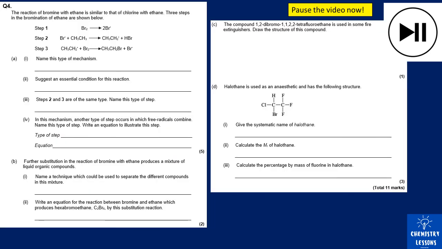Okay, last question then. So it's a fairly lengthy one, this. It's an 11 marker. So you know the drill by now. If you want to pause the video and have a go yourself, and when you're ready, unpause the video. Okay, name this type of mechanism then. We've seen in every question so far, they've asked or they've mentioned the mechanism. And the mechanism is a free radical substitution.